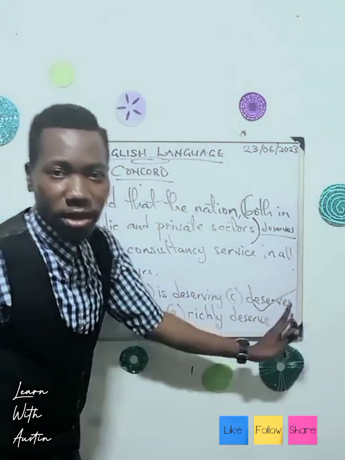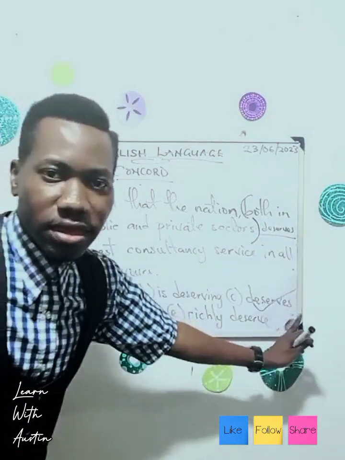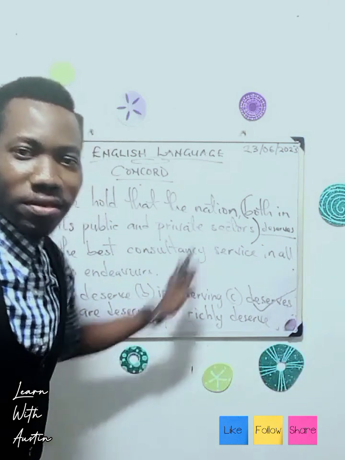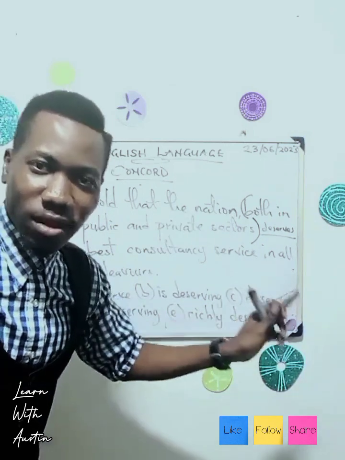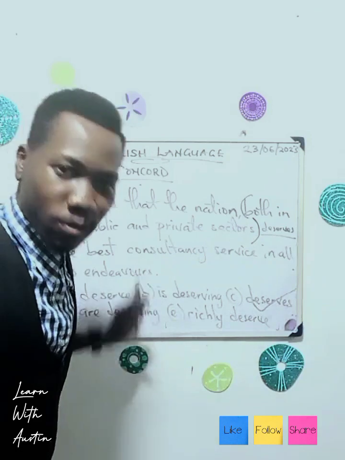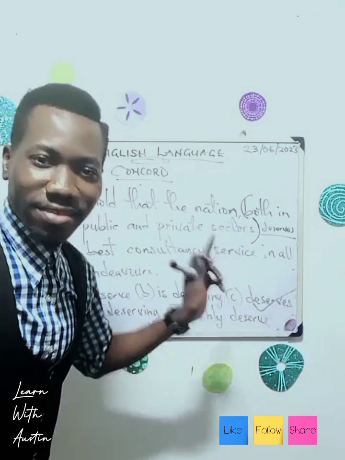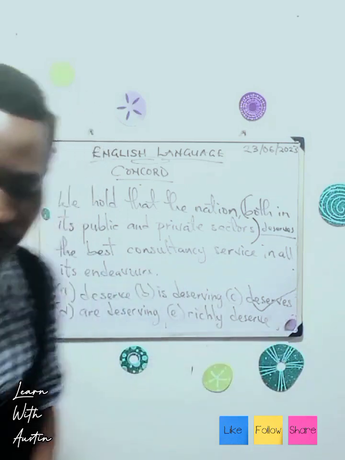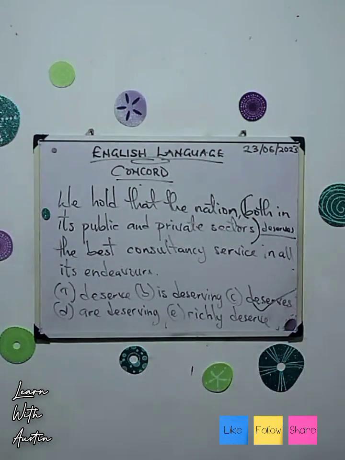Remember again, the one with the S is what? The singular. The one without the S is the plural. The one with the S is the singular. The one without the S is the plural. Yes, that's the answer. So now let's go for the next one.